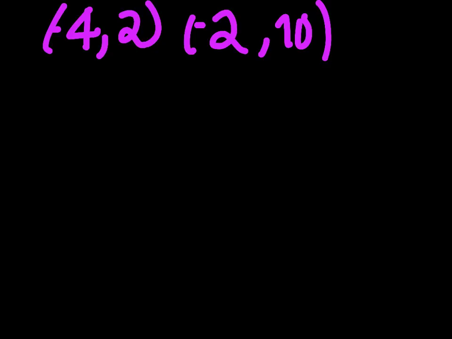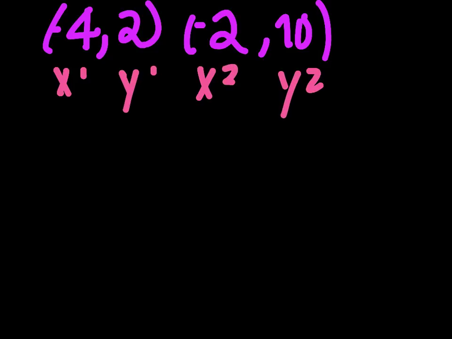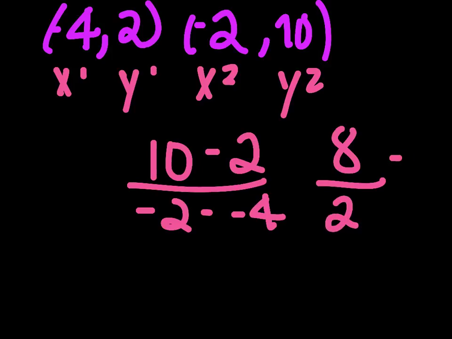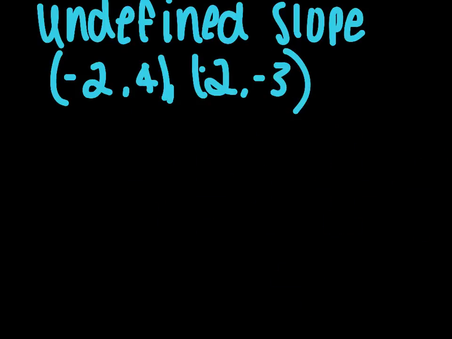Alright, so same thing. x1, y1, x2, y2. 10 minus 2, negative 2 minus 4, 8 over 2 plus 4, or 4 over 1, or just 4. That's your answer. Alright, so sometimes when you're doing slope, you're going to find where it's going to be undefined.